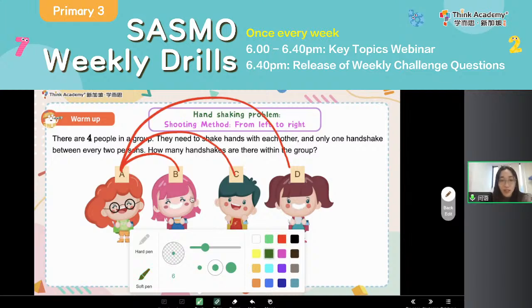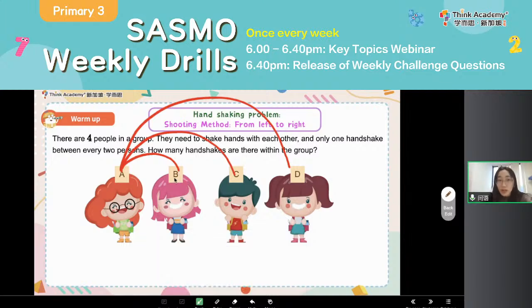Okay, so here let me change the color. Now for B, think about it. Does B need to shake hands with A again? Actually, no, right? Because according to the question, we know that there is only one handshake between every 2 persons. So if you are B now, who can you shake hands with? Yes, that is to C and to D. Okay, and then let's move on to the next one. Now you are C. So do you still need to shake hands with A? No need. Do you still need to shake hands with B? Also no.